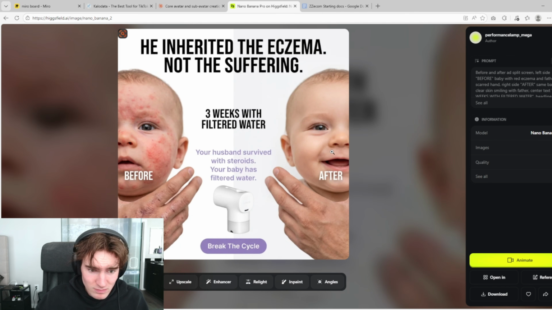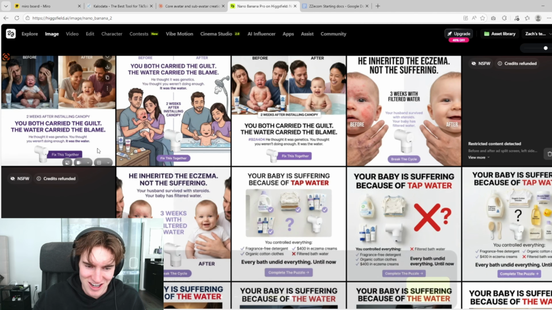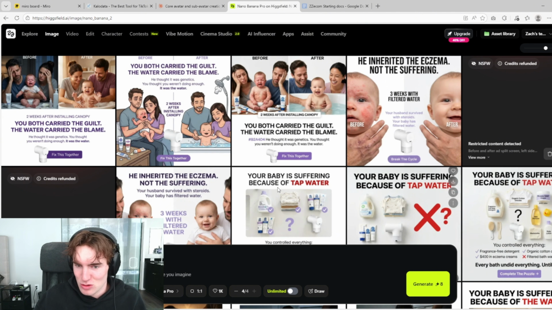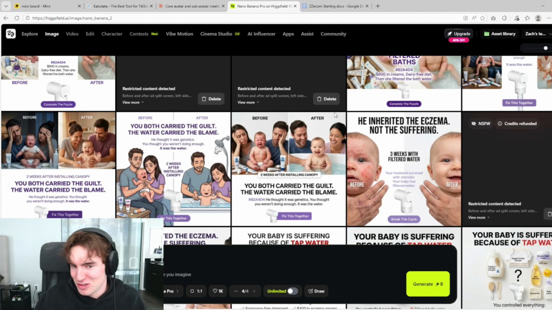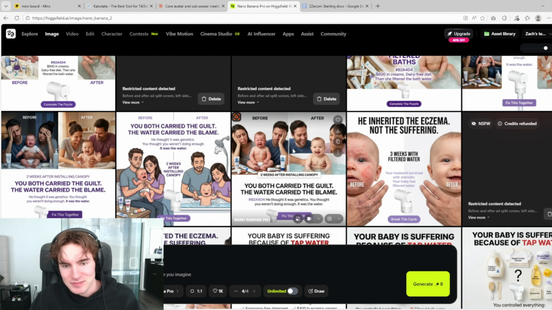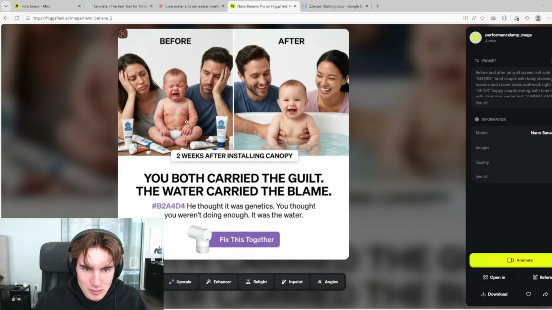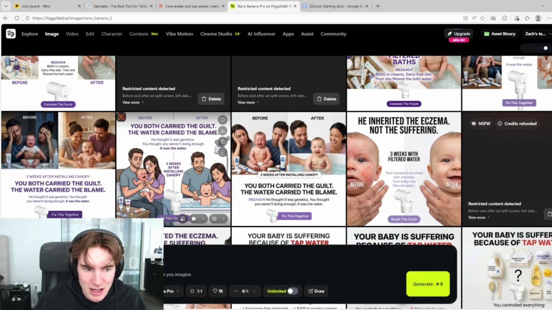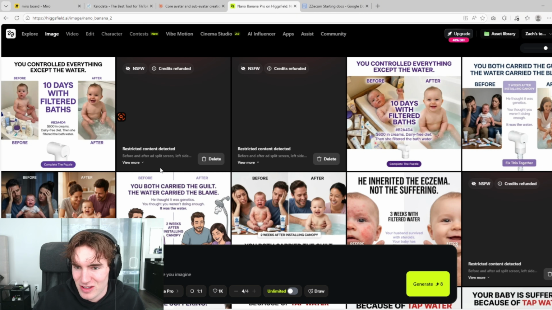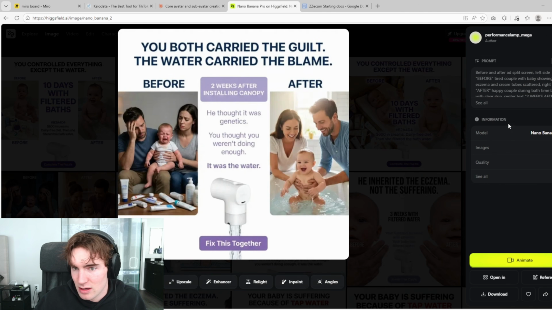This one, I don't really know if I like it. I kind of don't like that the hand's in there. So this would probably be something I would use, and it would have been nice if they would have generated those images for us, but it's whatever. Now let's go on to the next one. Before and after, kind of like just the baby crying with the eczema all around, and then after, happy. That one looks pretty AI. I'm not really a fan of that one. Let me see what the other ones are that we have.